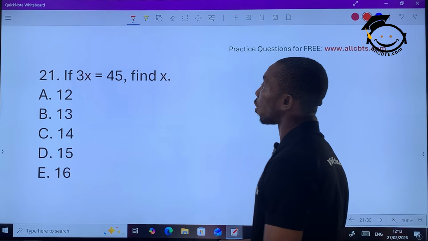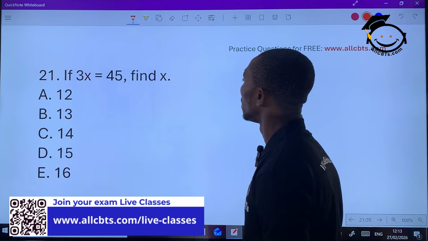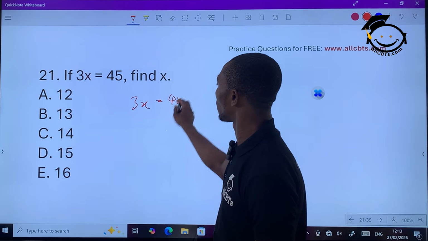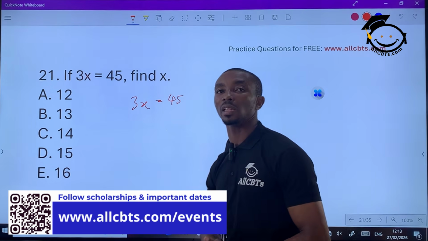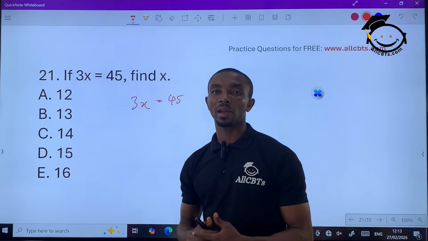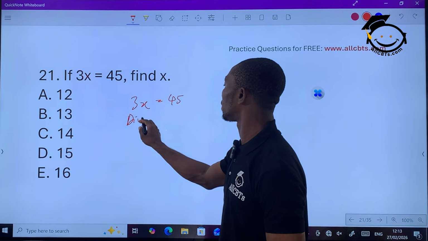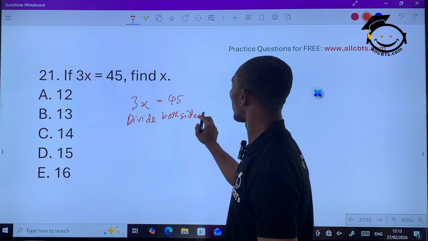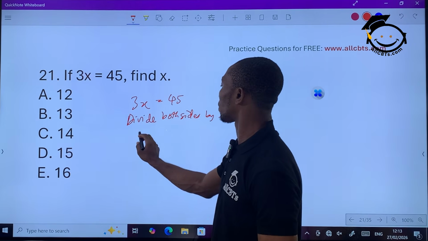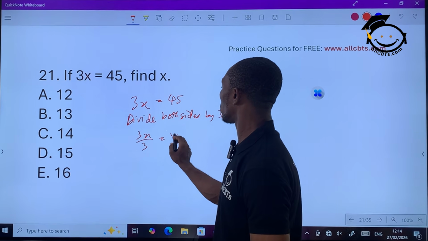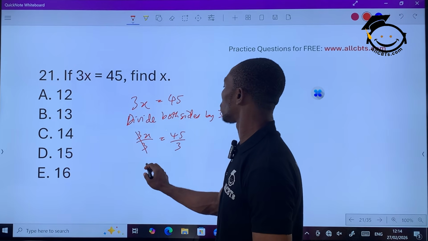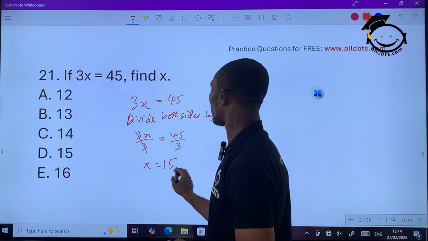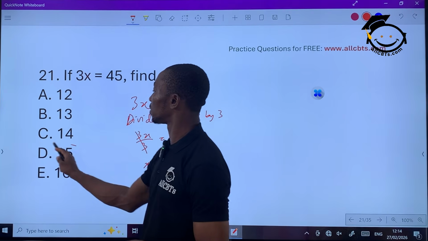If 3x equals 45, find x. Now we have 3x equals 45. So for us to make x stand alone, we will divide both sides by 3. So we have 3x over 3 equals 45 over 3. So x equals 3 into 4, 1. Remainder 1 into 15, 5. So our x equals 15.